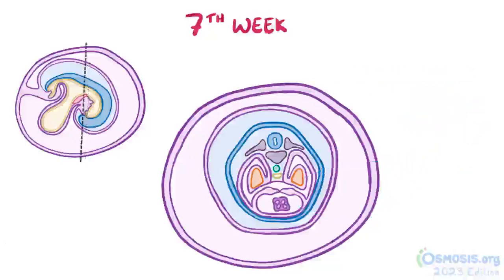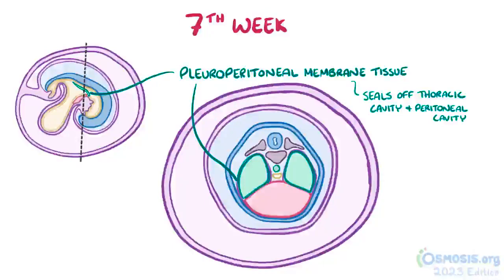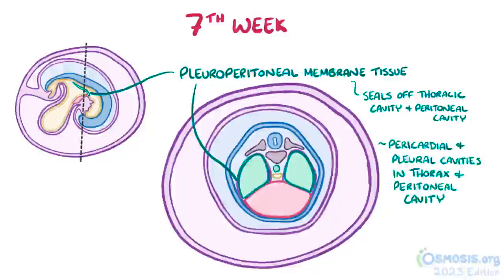In the seventh week of development, two more flaps of tissue, this time pleuroperitoneal membrane tissue, grow ventrally from the body wall and fuse with the septum transversum to completely seal off the thoracic cavity from the peritoneal cavity. At that point, there are pericardial and pleural cavities in the thorax, and the peritoneal cavity in the abdomen.